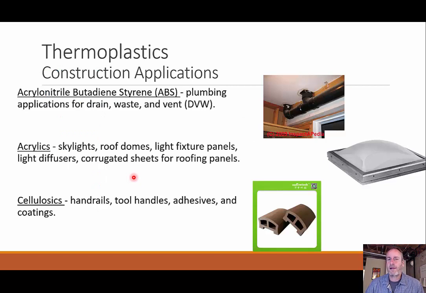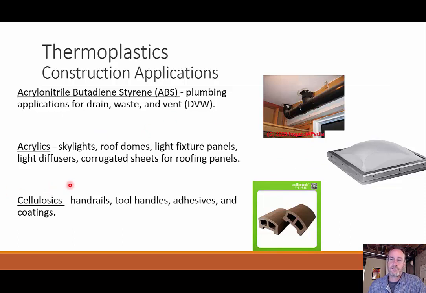All right, so let's talk about where we actually see this stuff in the construction industry. There's a lot of words here, right? Thermoplastics. Let's start with acrylonitrile butadiene styrene. Basically, you know this as ABS. ABS is what you see for all of the black plumbing in houses and in construction projects. You'll see it for drain water, wastewater, and also for venting throughout the structure.